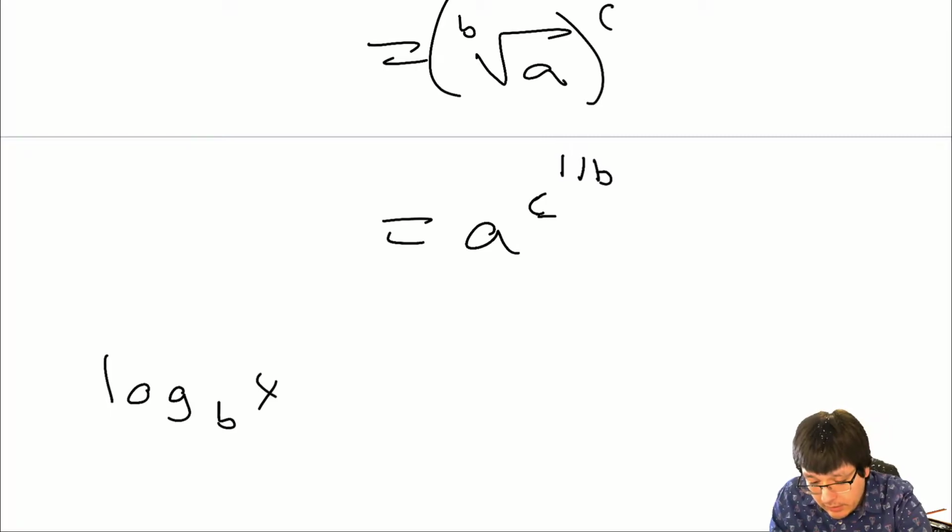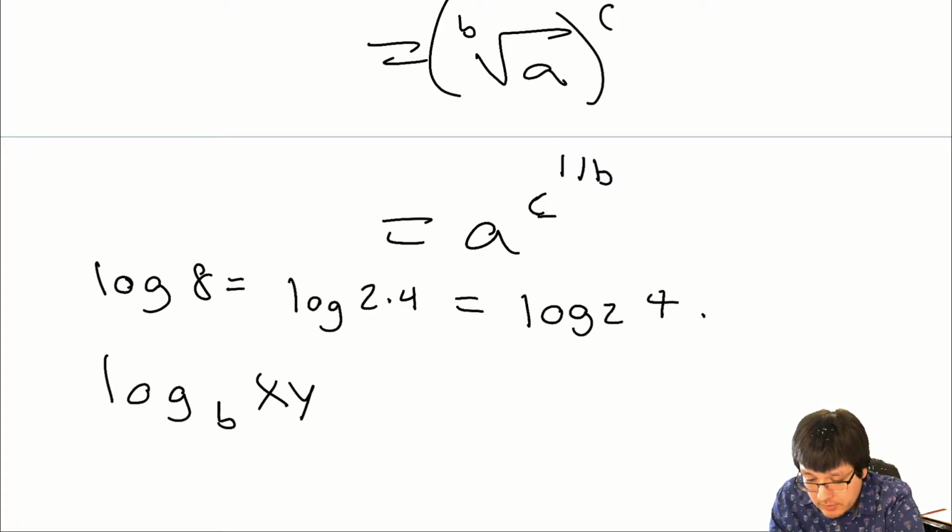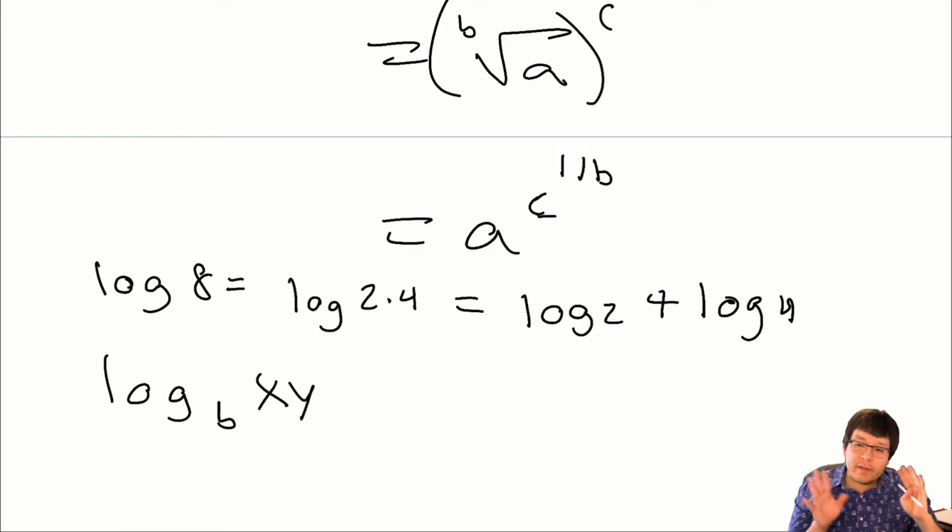If you have a logarithm that is made up of this, like let's say log 8, you can split log 8 into log of 2 times 4, right? And that can basically become log of 2 plus log of 4. We know log of 8 is equal to 3, right?